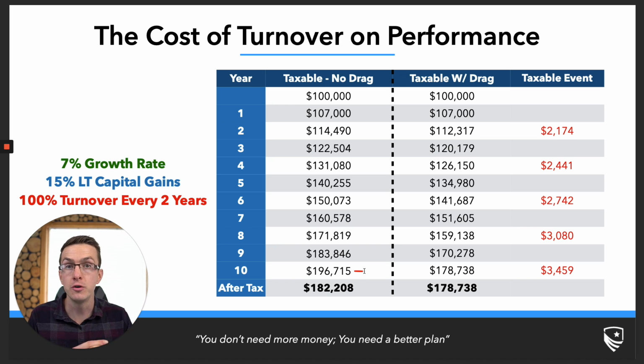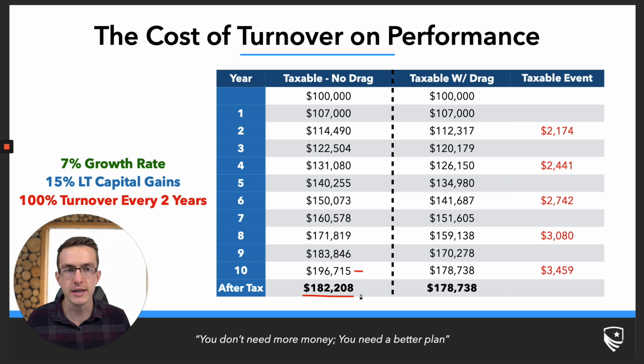$96,715 of unrealized growth. And so to translate this to after-tax wealth, we're going to, in a hypothetical situation here, basically turn over this entire account at the end and pay 15% in taxes on this $96,715 worth of growth. That leads to an after-tax amount of $182,208. Now in this other example right here, we're looking at a taxable account, again, with that 100% turnover. We're turning over our entire account, creating a taxable event every 2 years here.